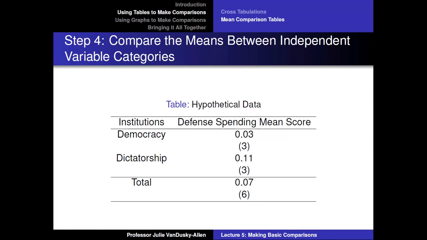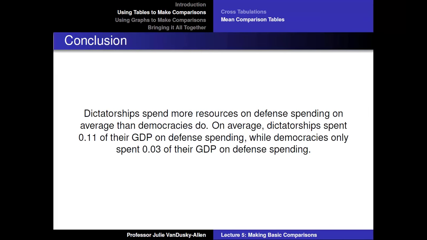One way to interpret the mean comparison table is to compare the mean values of the dependent variable between the categories of the independent variable. So in this case, the mean defense spending as a proportion of GDP for democracies was 0.03, while the mean defense spending for dictatorships was 0.11. It does seem like dictatorships spend more on defense than democracies do. So we can conclude that dictatorships spend more resources on defense spending on average than democracies do. On average, dictatorships spent 0.11 of their GDP on defense spending, while democracies only spent 0.03 of their GDP on defense spending.